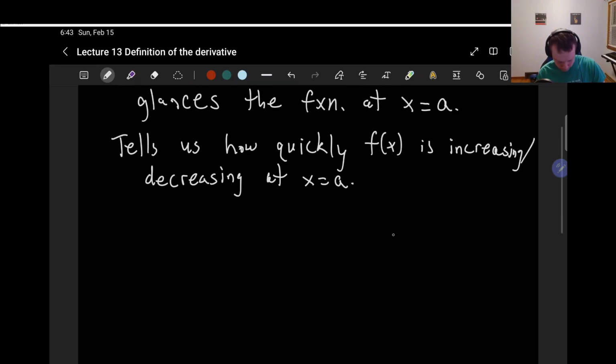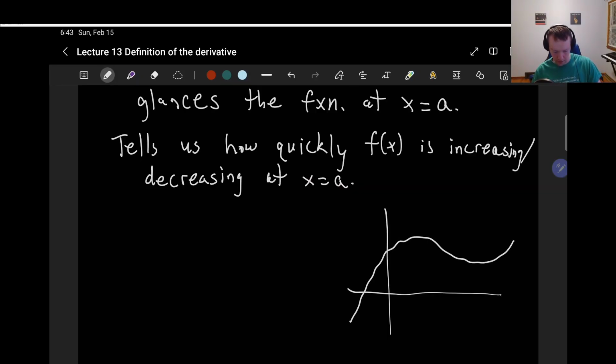So a little picture. Let's say this is my function, my graph y equals f of x. Got my axes here. And let's say this is the x value a. So the instantaneous rate of change is this line which just glances the function at that point. It only touches the function there, at least locally speaking.